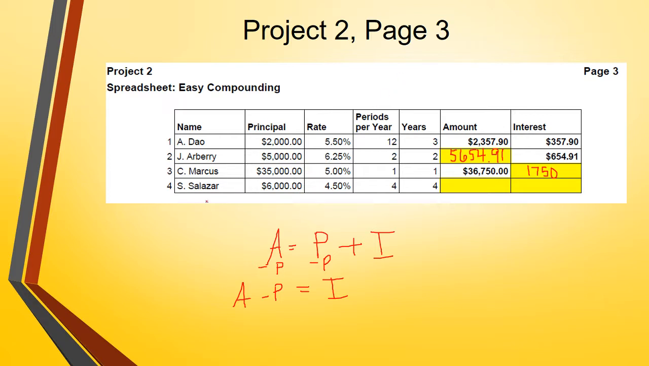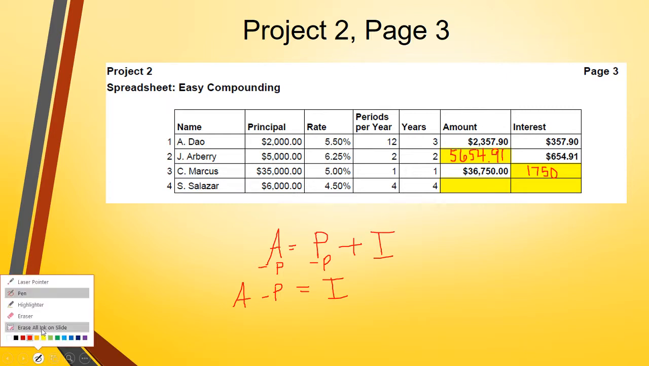So that's how we can find the amount and interest given one or the other along with the principal. The last one, that's the one that's a little bit tricky because we don't have one information. We only have one information. I apologize. We don't have two. So first what we need to do is find the amount.